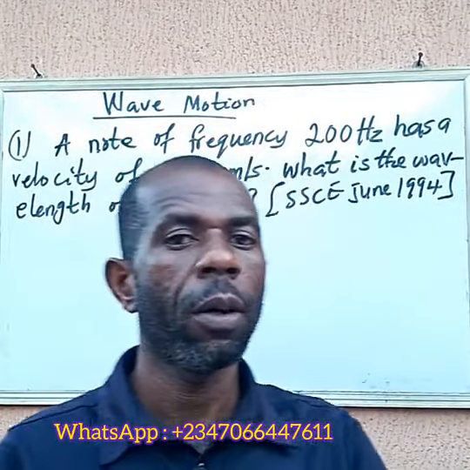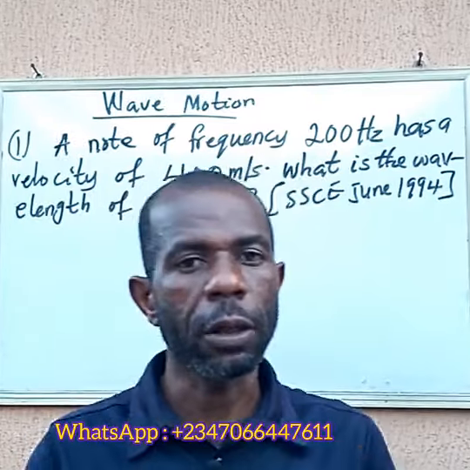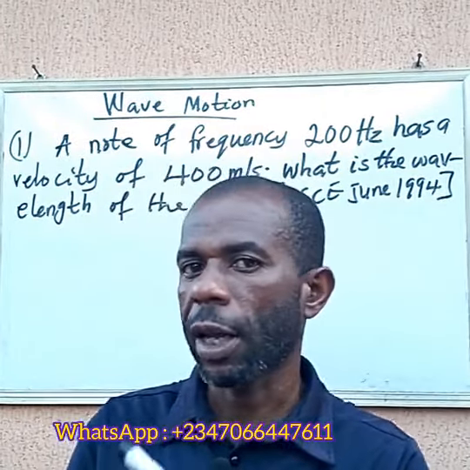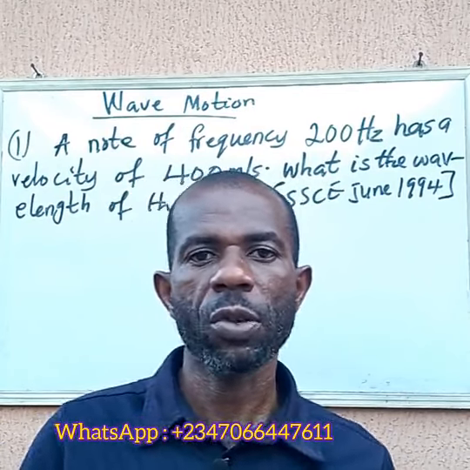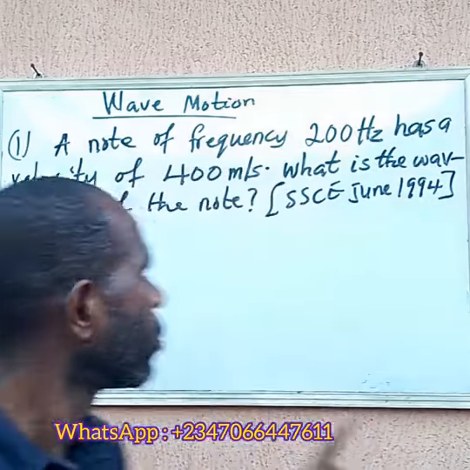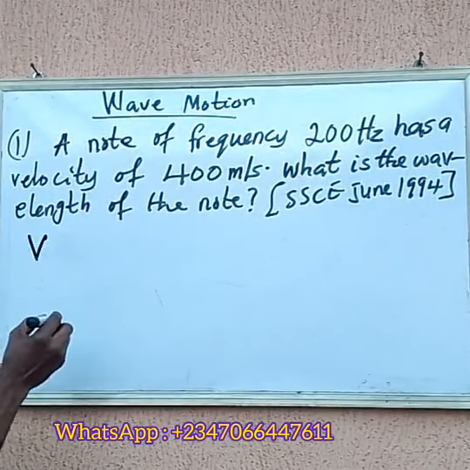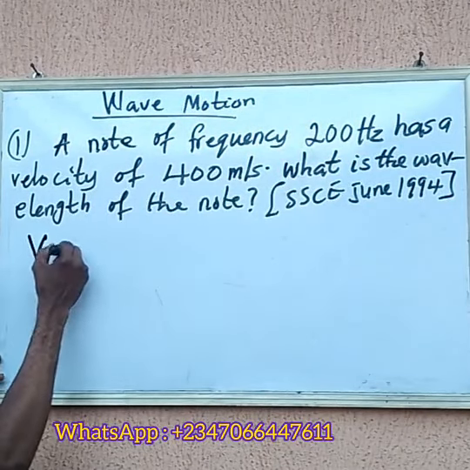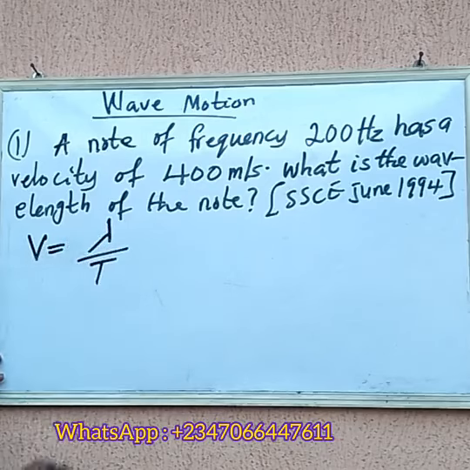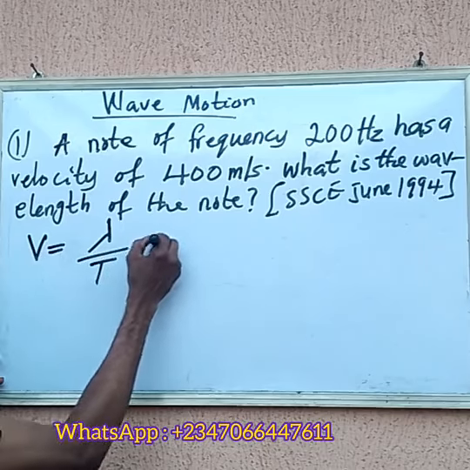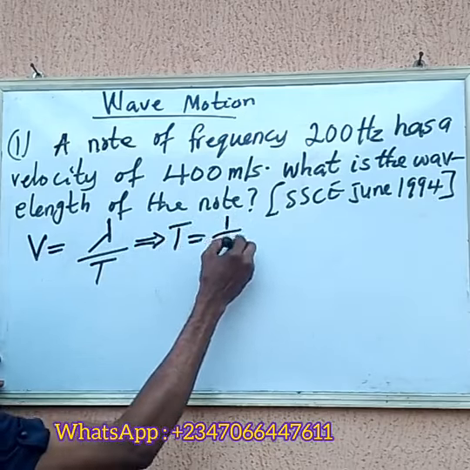There is a relationship between wavelength and velocity. Remember the properties of a wave. A wave has velocity, it has frequency, and it also has wavelength, which is the distance between two successive crests or troughs. Now, we look at the velocity. The velocity of this wave is equal to lambda, which is the wavelength, all over the period. And remember, the period has a relationship with frequency, which is 1 over the frequency.